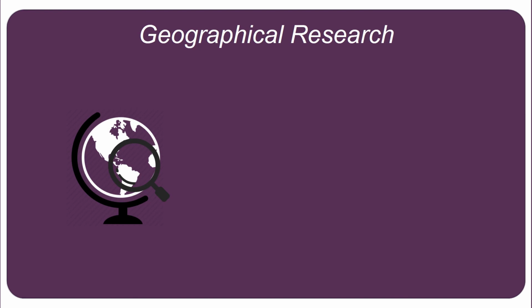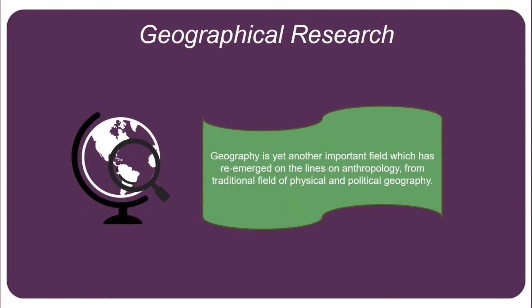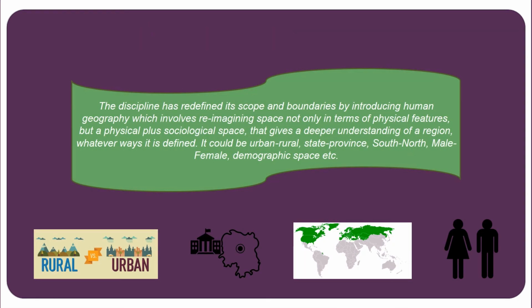This brings us to the final discipline of social science, which is geography. Geography is yet another important field which has re-emerged on the lines of anthropology from the traditional field of physical and political geography. The discipline has redefined its scope and boundaries by introducing human geography, which involves reimagining space not only in terms of physical features but as a physical plus sociological space that gives a deeper understanding of a region, whatever the way it is defined.